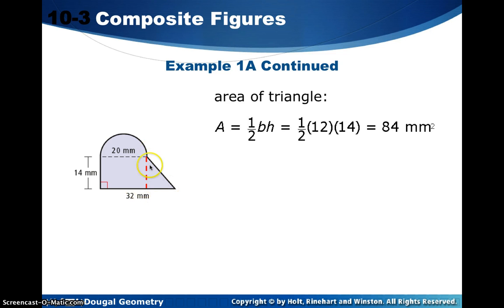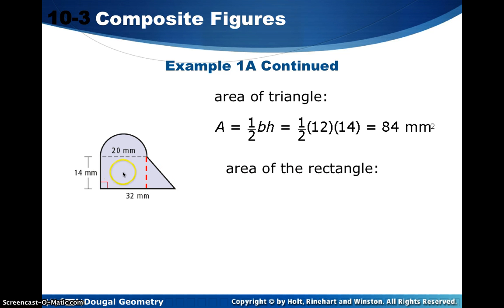Alright, now let's find the area of the triangle. The formula for the area of a triangle is 1/2 base times height. The height on this side, the red line, is the same as the height on this side where the 14 is. So 14 is our height. To find the base, we only want the base on this part of the triangle, so we take the whole line, 32, and subtract off the side of the rectangle, the 20. So 32 minus 20 gives us 12 for our base. Plug in 1/2 times 12 times 14 into the formula, and we get 84.